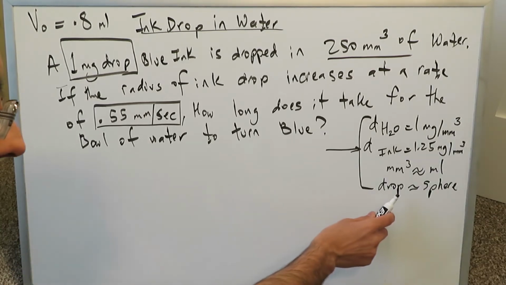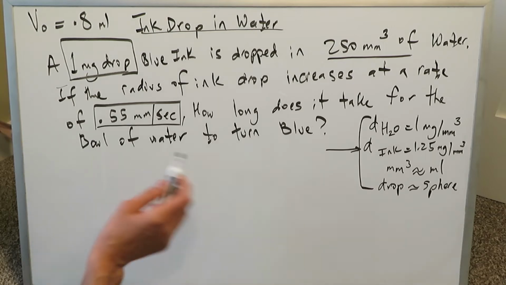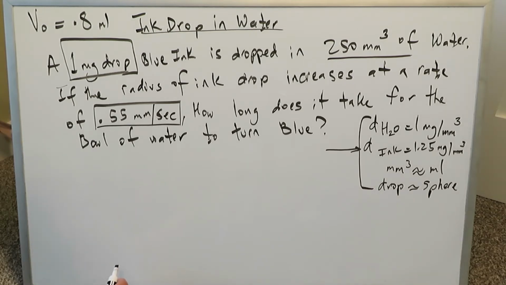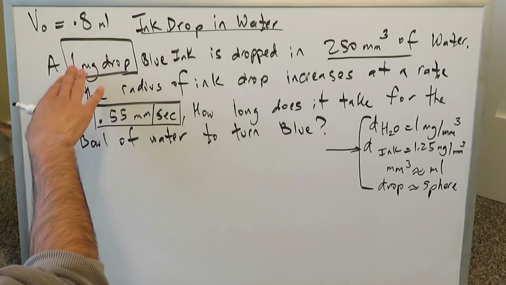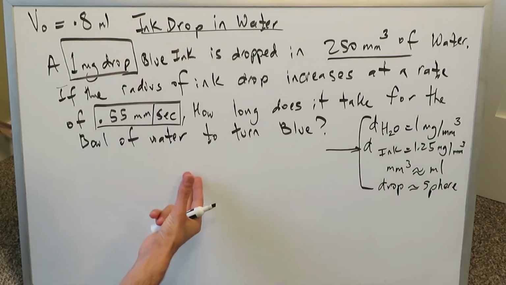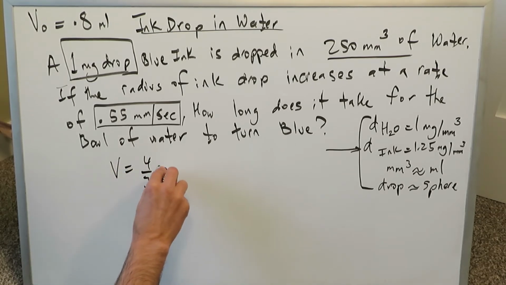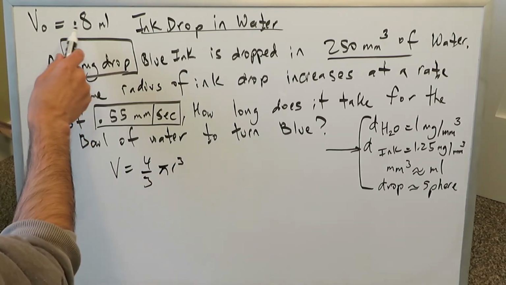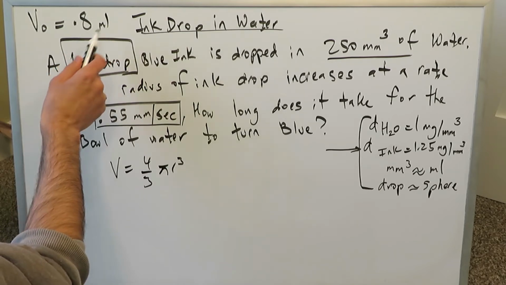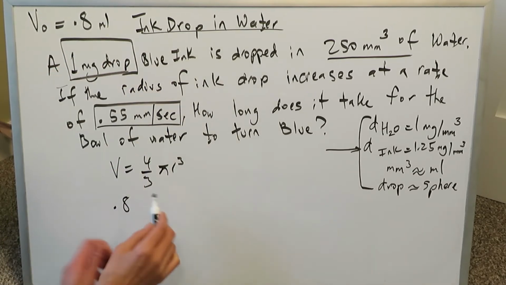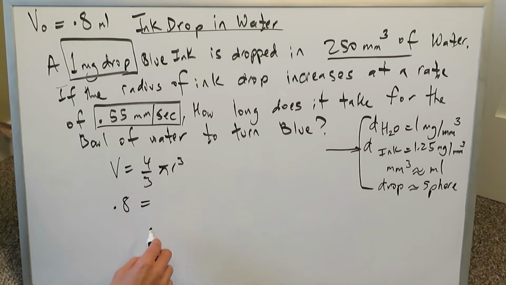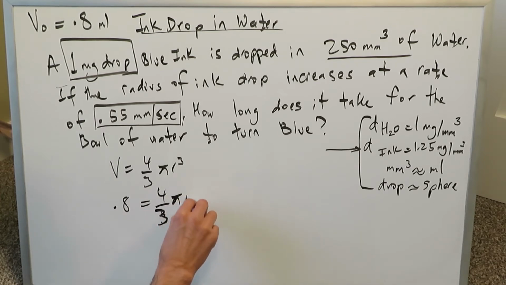We know that the drop of ink is in the shape of a sphere, so it's good to know the radius that we're dealing with. That 1 milligram drop of blue ink, what was the initial radius? How about this? Volume is equal to 4 over 3 pi r cubed. We know that the volume of this initial drop of blue ink is 0.8. Let's forget the units for this specific computation.